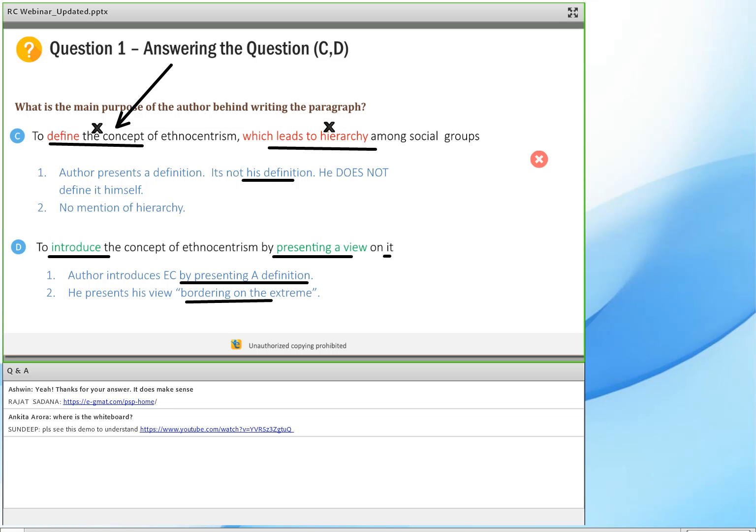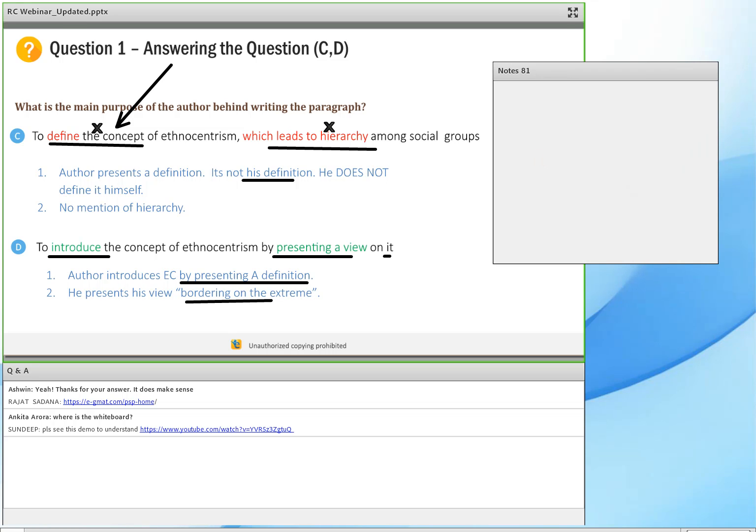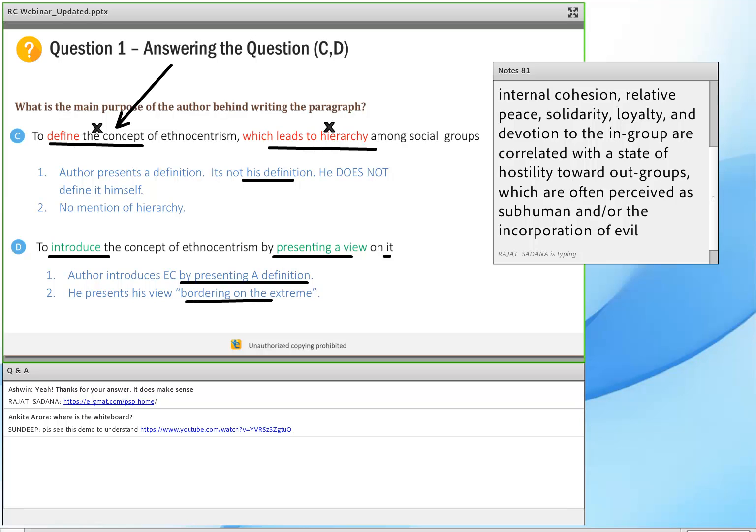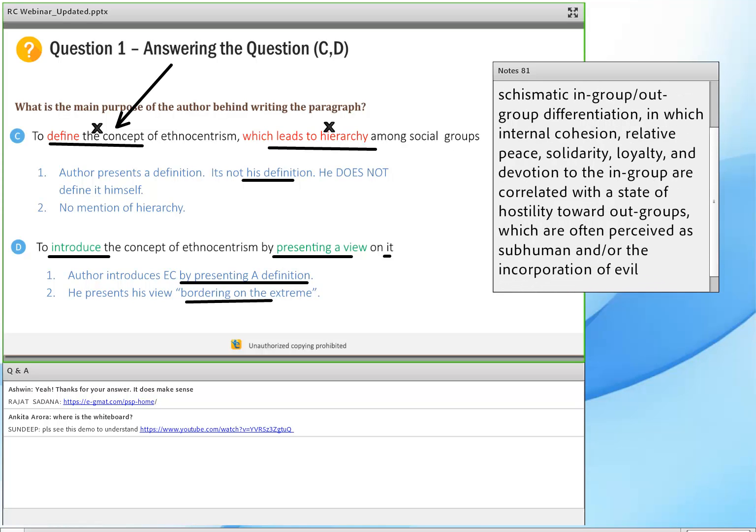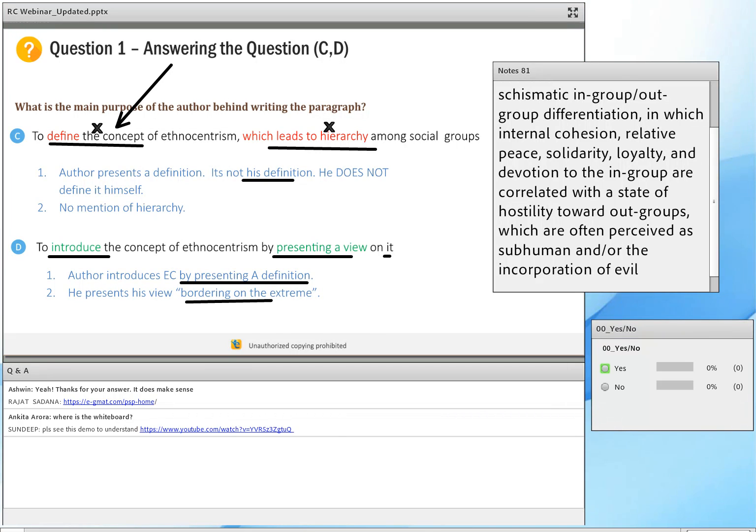Let's get our notes over here. Here is the passage. Let me just increase the font. And again, those questions tell me where you guys are faltering. Please explain the view part. Let's talk about introducing the concept of ethnocentrism. When the author says bordering on the extreme, one definition considers, is the author introducing the concept of ethnocentrism when he gives you one definition of ethnocentrism?